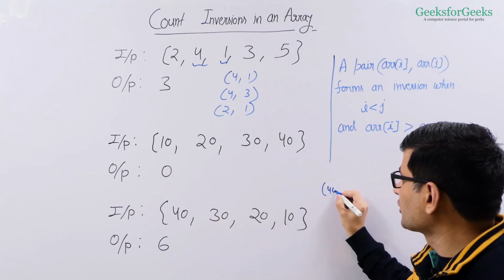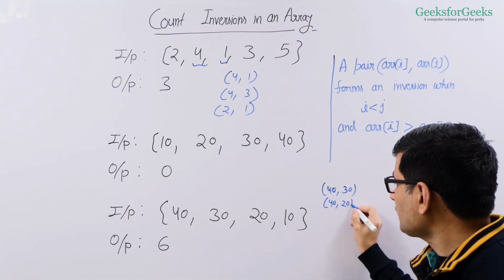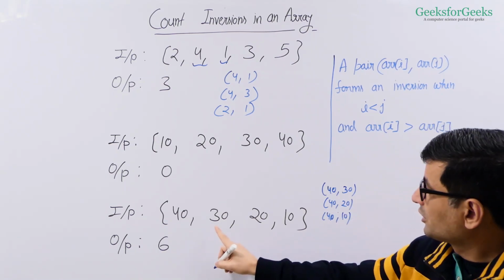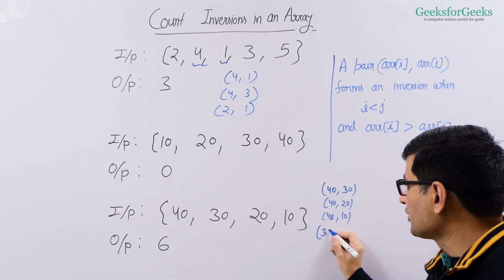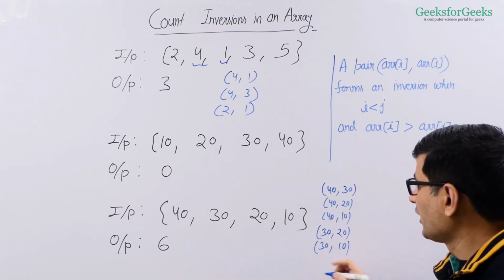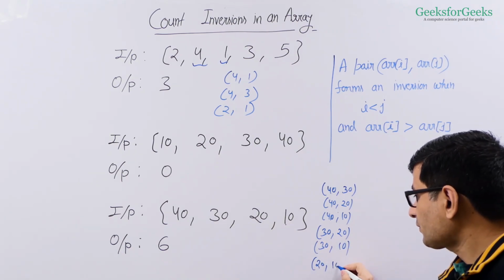40, 30 is an inversion. 40, 20 is an inversion. 40, 10 is an inversion. Similarly, the second element forms inversions with these two elements. 30, 20 is an inversion. 30, 10 is an inversion. And 20 forms an inversion with this element. 20, 10 is an inversion.